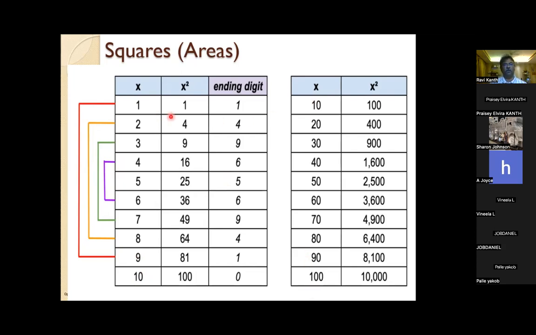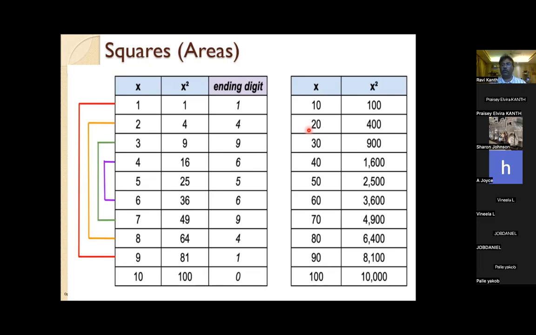If you know about 10, you know about 100 also. For example, 1 into 1 is 1. 10 into 10 is how much? 100. 20 into 20? Don't worry, it's not a very big number. 2 into 2 is 4, add 2 zeros, 400. So don't worry about the big numbers. If you know the small numbers, big numbers are easy.